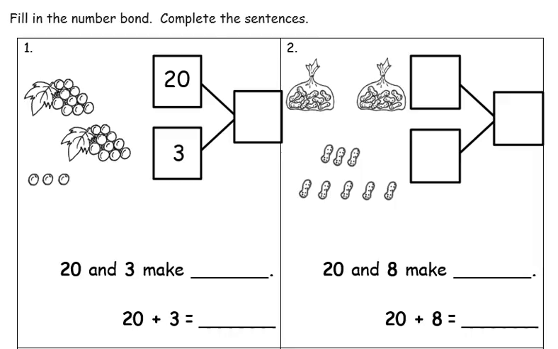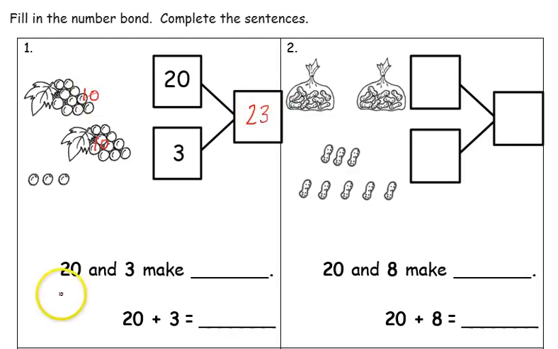In my first problem, I have some grapes. I have two bunches of grapes, and each bunch has 10, so that gives me a total of 20, and then I have 3 individual grapes, so we'll show that as 3 ones. If I combine my groups, I have 20 and 3, which makes 23 in all.